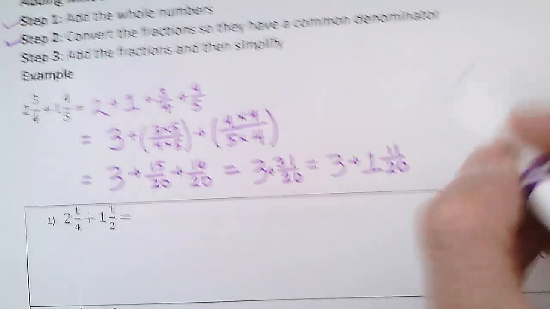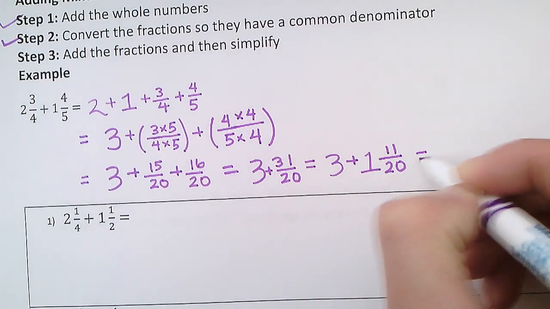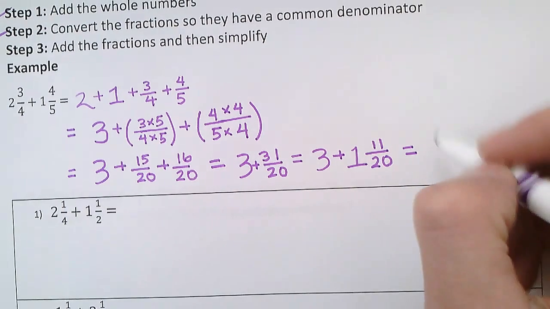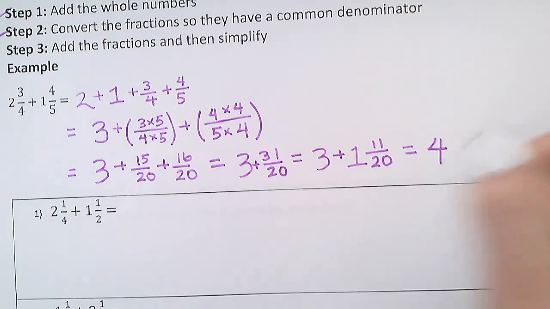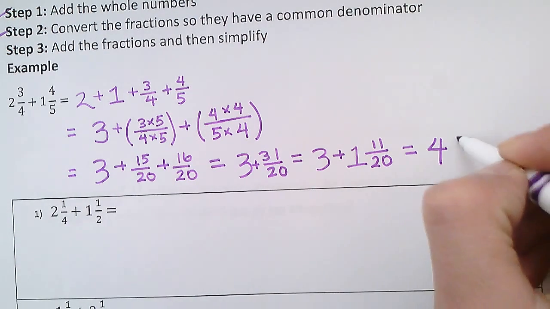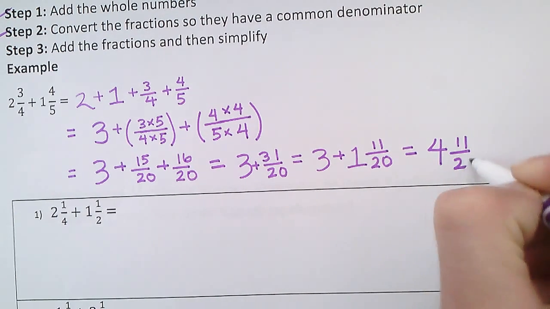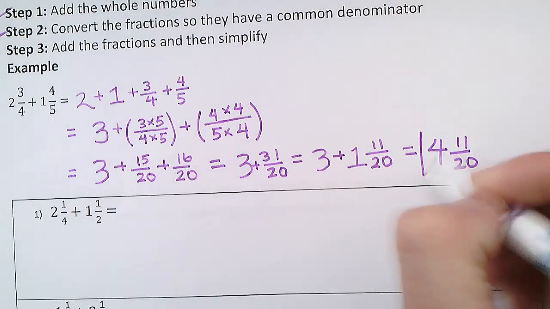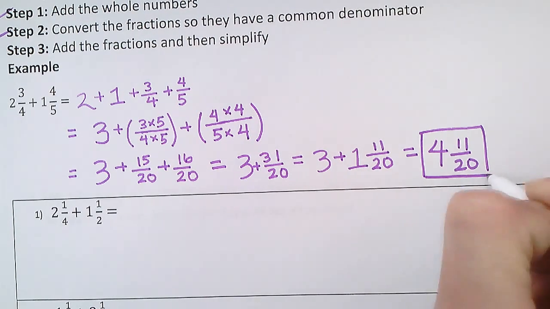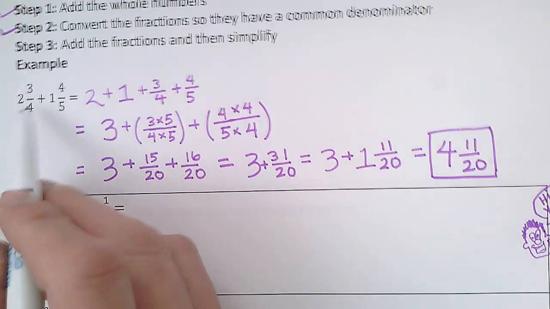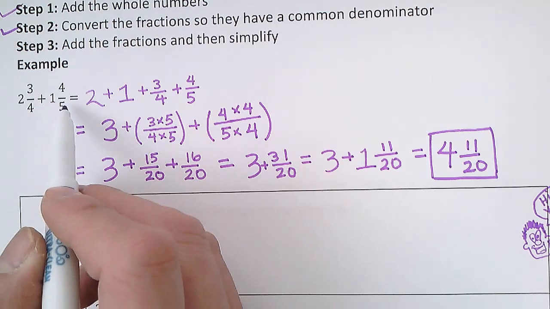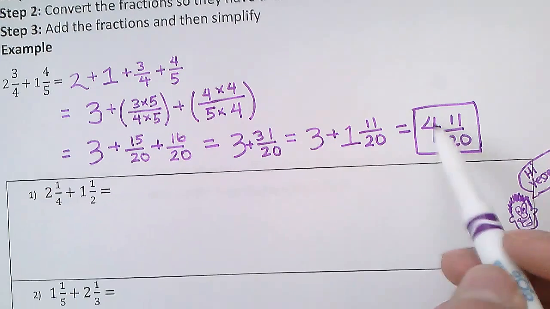Now from here, we're almost done. I can add the whole numbers. 3 plus 1 is 4, and 11/20. And there's my final answer. So 2 3/4 plus 1 4/5 equals 4 11/20.